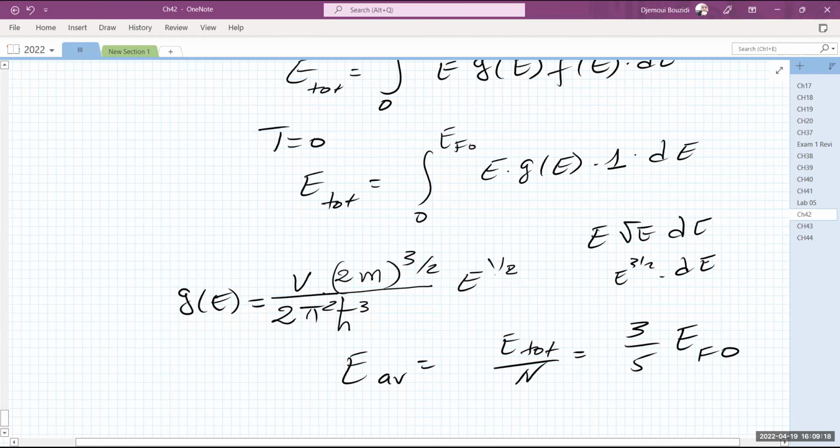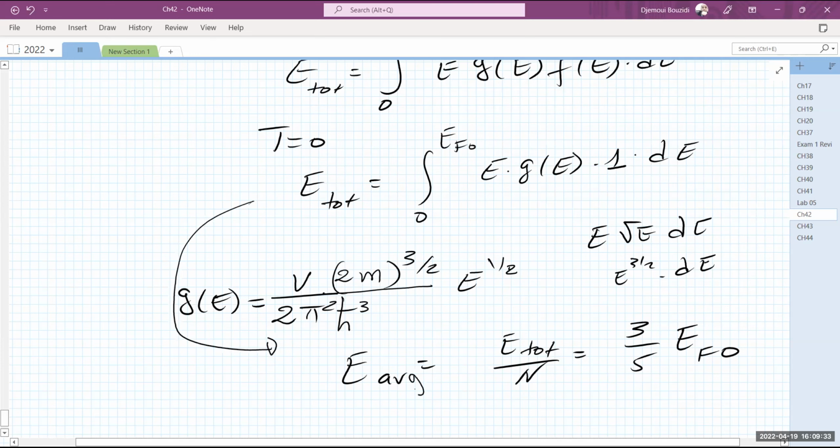Because at the end of the day, all I'm integrating is from 0 to EF naught. So I'm going to have an EF naught at the end of the day of E to the power 3/2 dE. Makes sense or not? Yeah, that makes sense. Can you guys? Yeah, okay, very good. You can go from here to here.